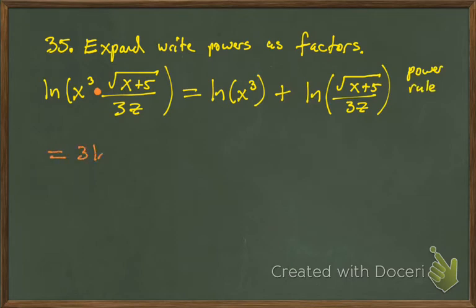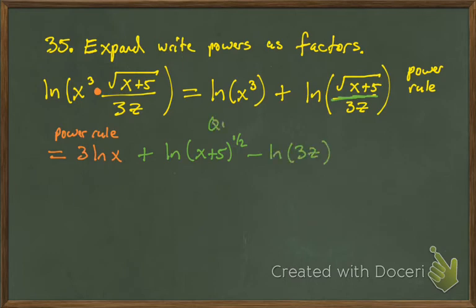And then we'll go ahead and do the power rule and bring the 3 down on that first log. And then on the second log you have a quotient, so we're going to use the quotient rule. And then we're going to also go ahead and rewrite square root as the same thing as the 1/2 power, so this is going to save us a little bit of time because we're going to want to drop down that 1/2 in front because they want us to write powers as factors. And then we have the ln of 3z, and so that was using the quotient rule.